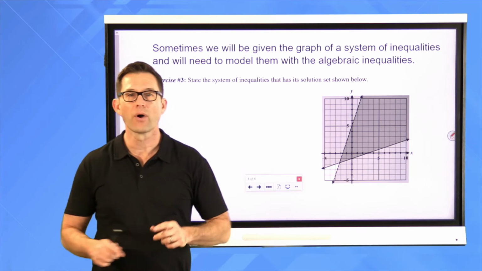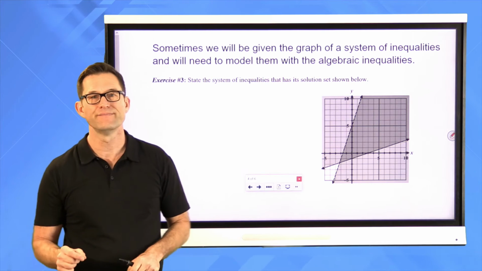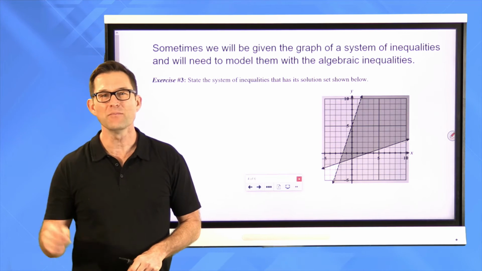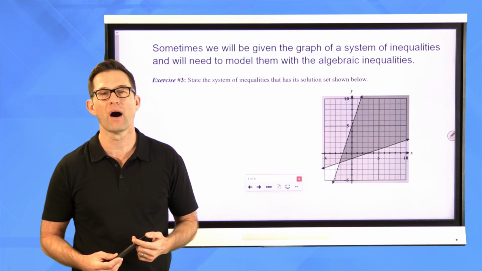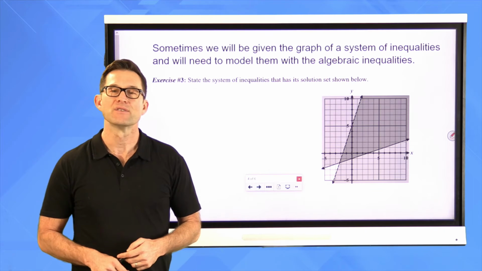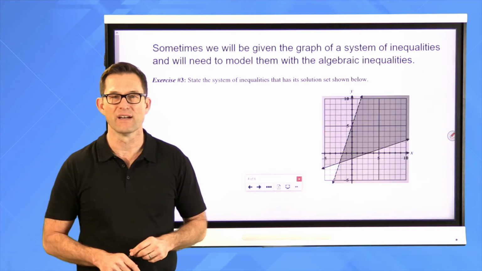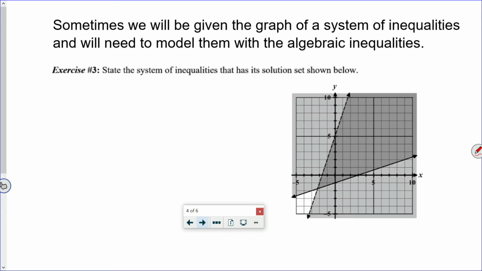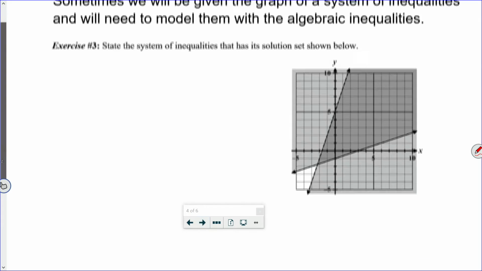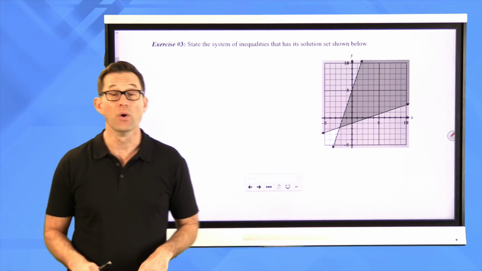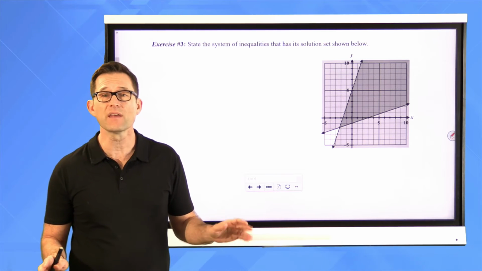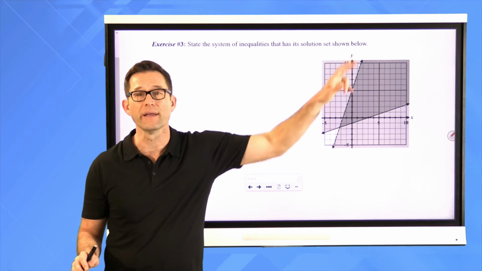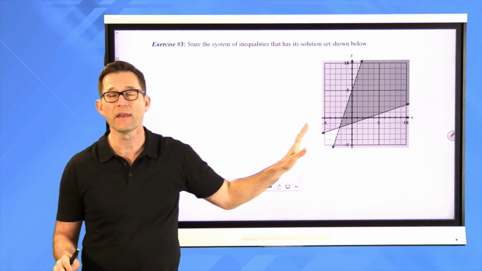Here we go. Problem 3. Sometimes we will be given the graph of a system of inequalities and we'll need to model them with algebraic inequalities. So let's take a look at exercise 3. State the system of inequalities that has its solution set shown below. This can be a little bit tricky. The first thing I would suggest doing is thinking about the equations of the two lines that these two inequalities are based off of.